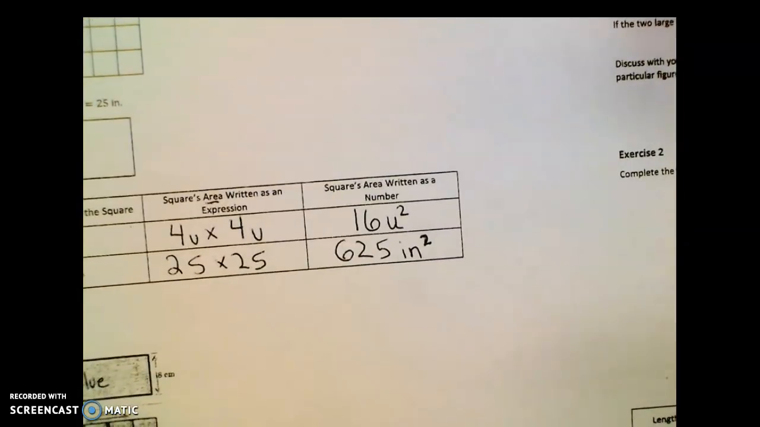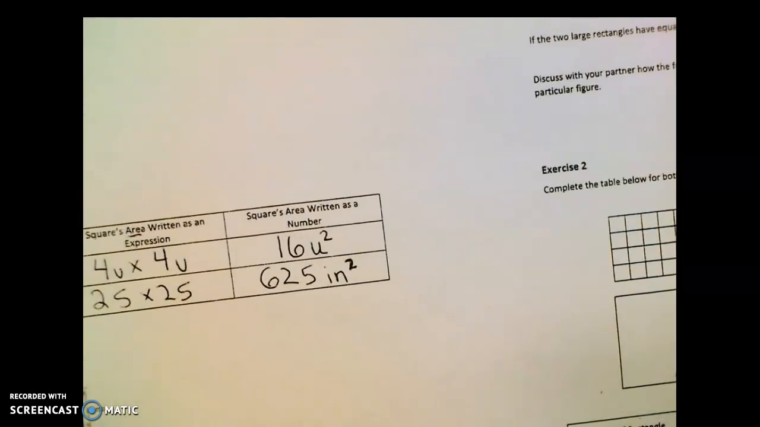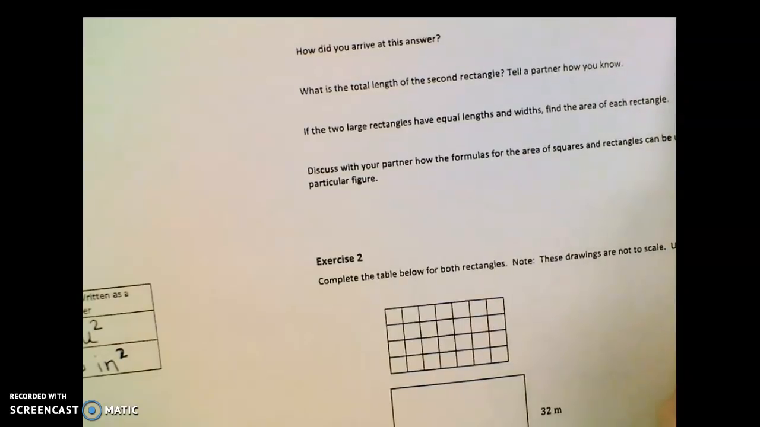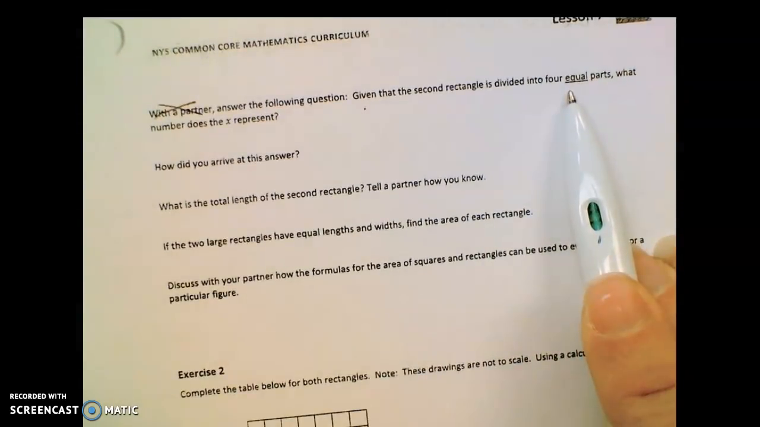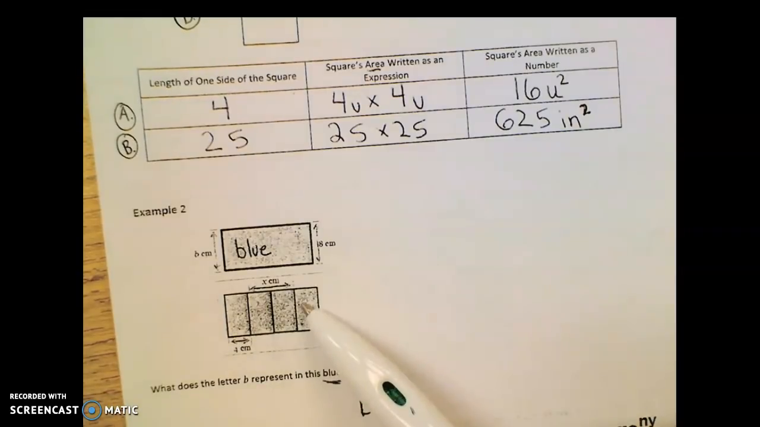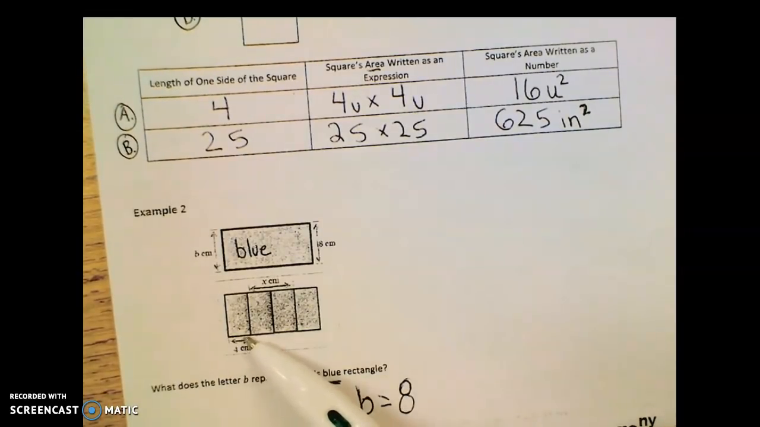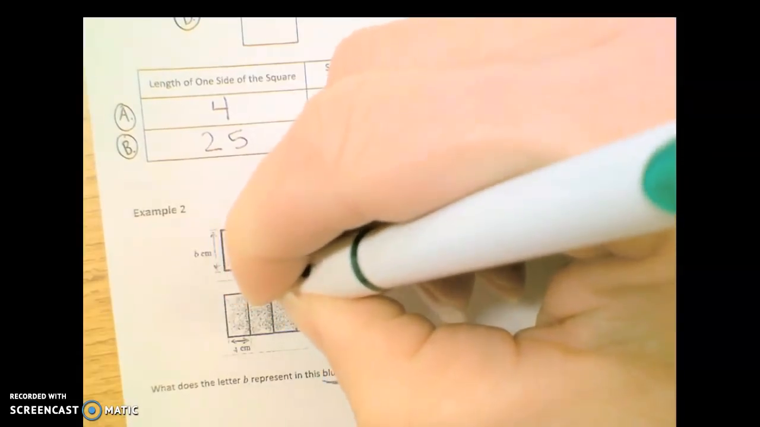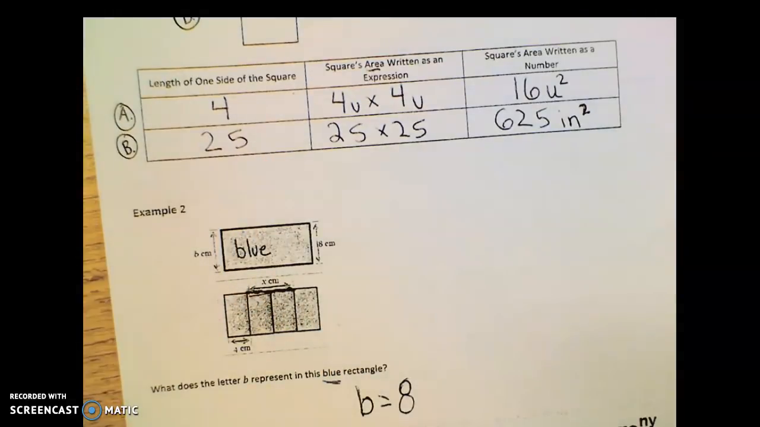Then it asks, with a partner, we're not going to get with partners today, answer the following question. Given that the second rectangle is divided into 4 equal parts, what number does the X represent? So again, you're problem solving here. These are all equal. So if this one is 4, what does X represent if it's covering 2 of them?